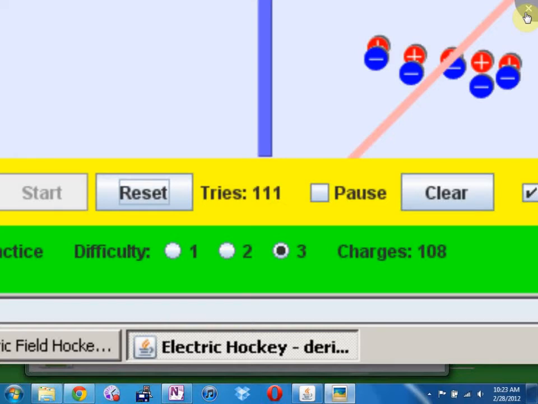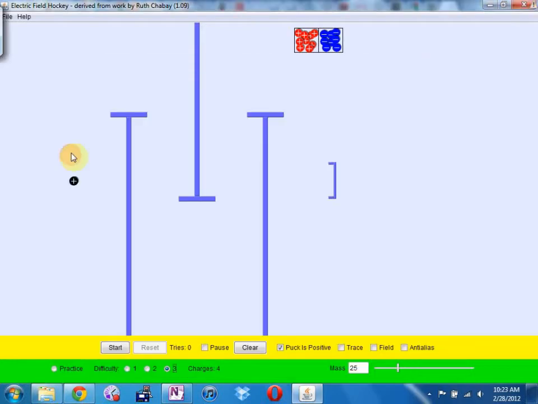Now, the brute force way is to line and build a tunnel almost with charges. And if you do that, that's fine. What I'm also curious to see is who can do it with the fewest number of charges. I think right now the person who's done it with the fewest did it with 12 charges. Okay? Electric field hockey.